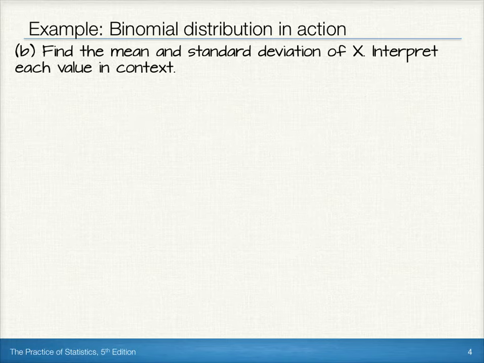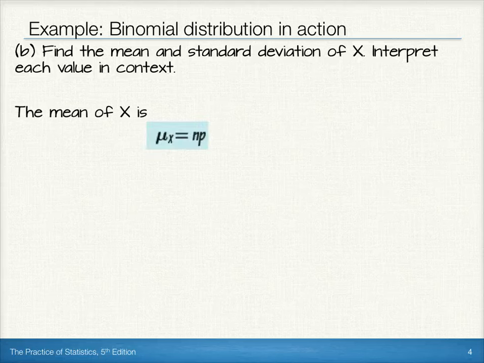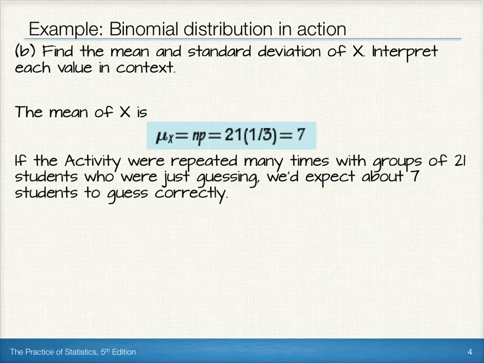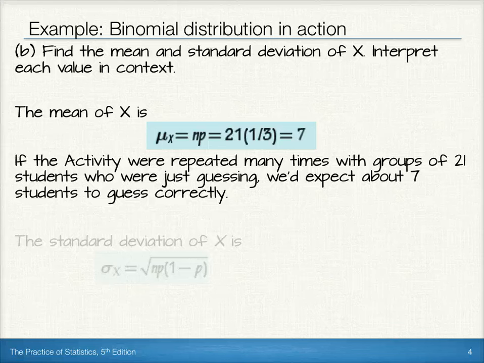Now to find the mean and standard deviation of X, we can actually use the formulas. The mean of X is simply n times p, so 21 times 1/3, or 7. So if the activity were repeated many times with groups of 21 students who were just guessing, we'd expect about 7 students to guess correctly in the long run.